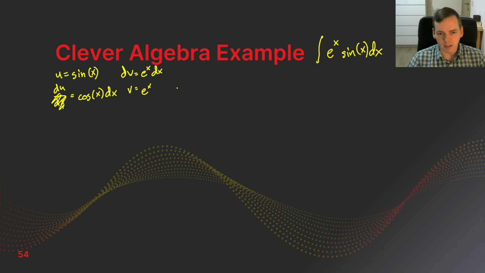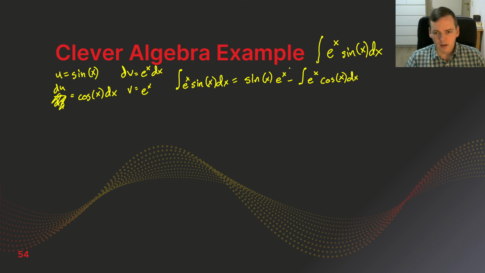So anyway, we'll get the integral of e to the x sine of x dx. That will be uv minus the integral of v du, so sine of x e to the x minus the integral of v du, which is e to the x, du is cosine x dx. Like before, we haven't actually finished, because this is not integrable by itself. So let's do another integration by parts.